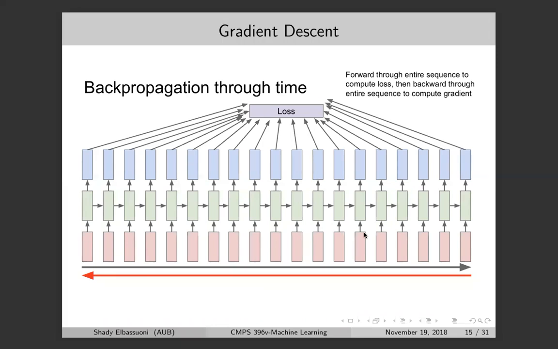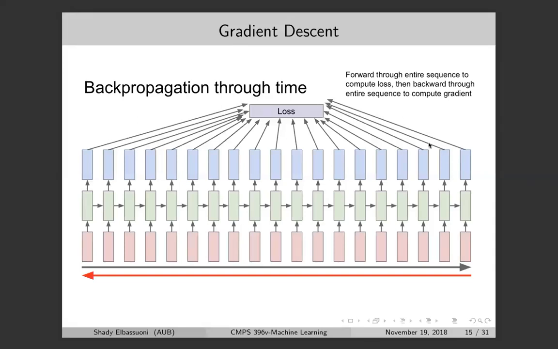So we're doing a forward pass through the entire sequence to compute the loss. And how do I compute the loss? I know the actual labels. I know what this is supposed to be. For instance, if this is named entity recognition, this would be person, and maybe I predicted it as a location, and so this is an error. So I can compute a loss, whether cross entropy loss or mean squared error, depending on the application.